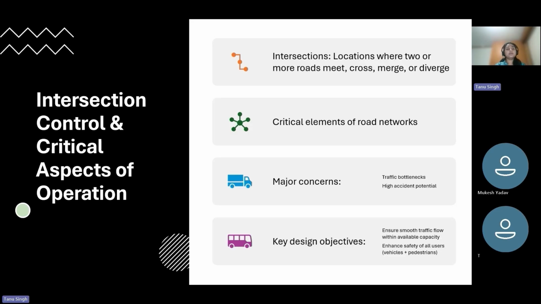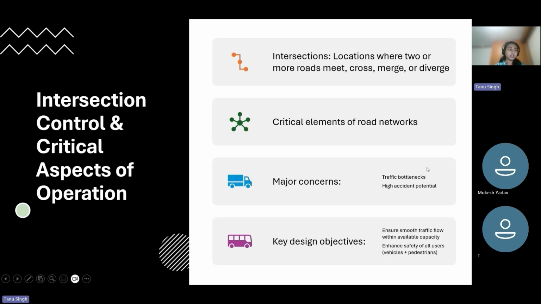So first, let us understand what an intersection is. An intersection is a location where two or more roads meet, cross, merge or diverge. Now, why are intersections so important? Because they are the most critical elements in a road network. Even if road sections are operating smoothly, intersections often become bottlenecks. Vehicles are coming from different directions, going to different directions, so naturally traffic conflict occurs.